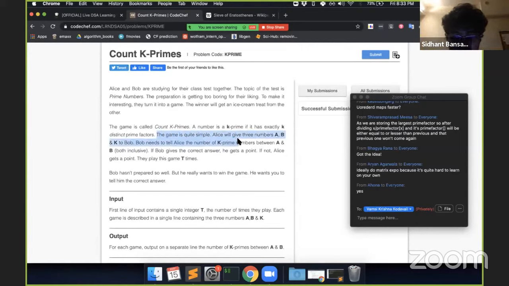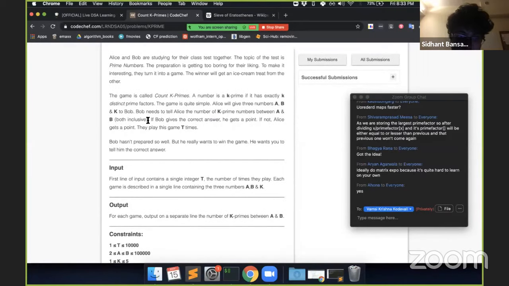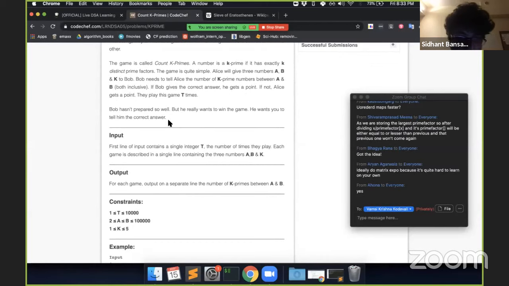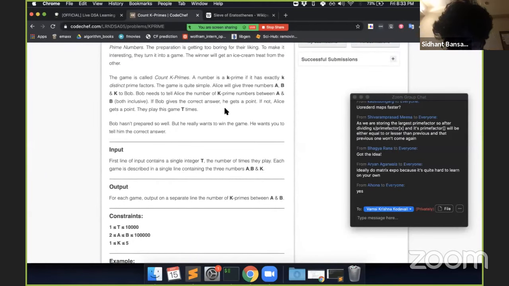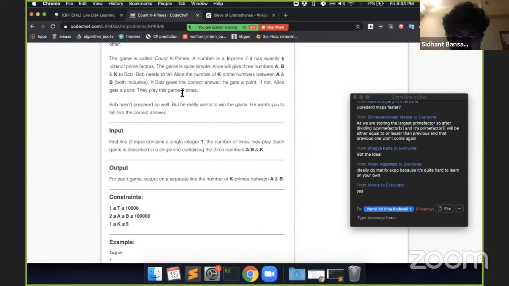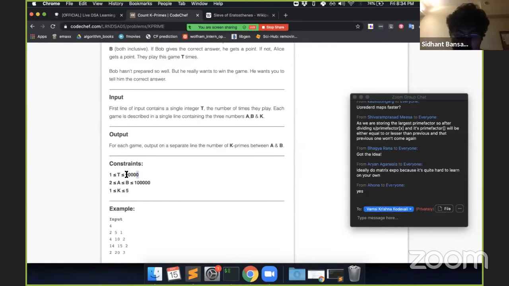The game is quite simple. Alice is given 3 numbers A, B, and K, and K prime factors between A and B, both inclusive. So between the range A to B, how many numbers are there which are K-primes? That's the question. And there are T test cases, so you're given a lot of test cases. It's expected that you solve each test case pretty fast, like O(1), maybe O(square root n), basically O(1) or O(log n) or something.